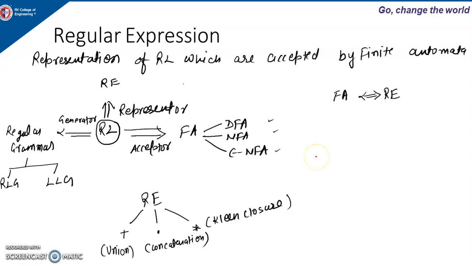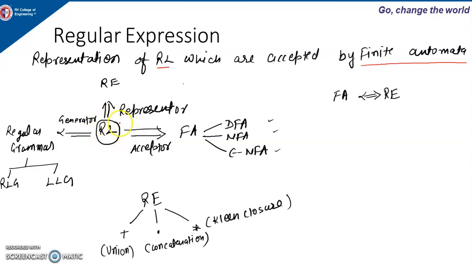In this video lecture, I will explain regular expression. So what is regular expression? Regular expression is a representation of a regular language, which is accepted by a finite automata. So basically it's a representation of regular language, and one thing we know is that a machine or finite automata which we construct, we will always be constructing for a regular language.